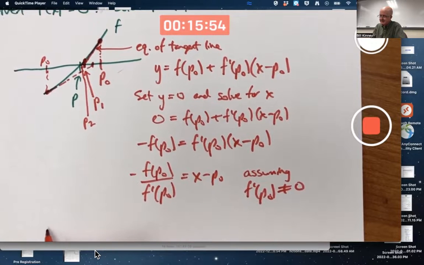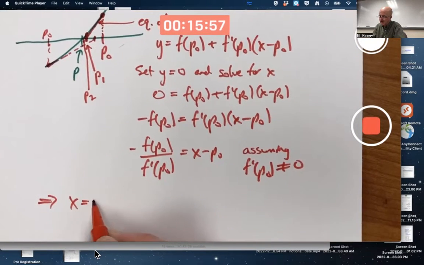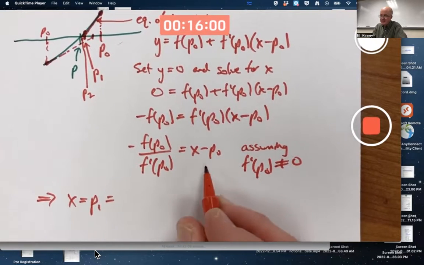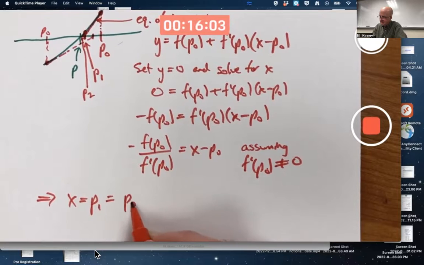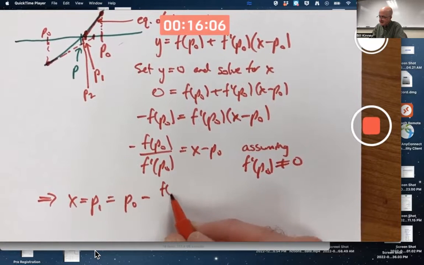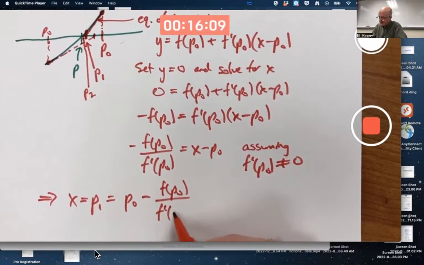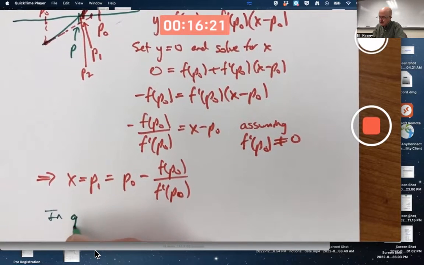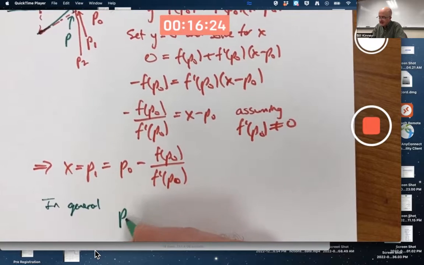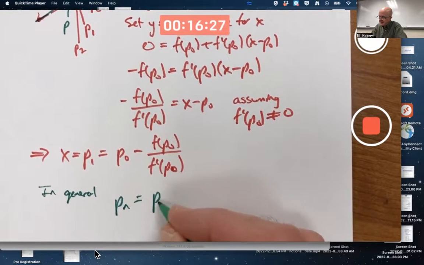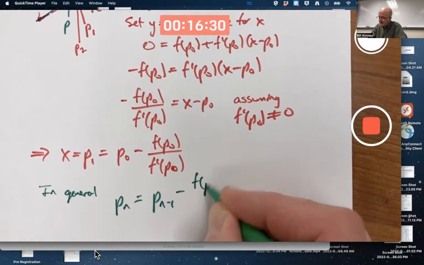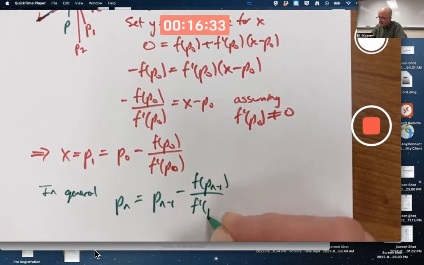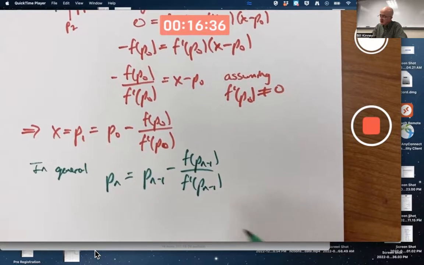Almost done. Solve for x. So that means x, which is going to be our value of p1, can now be found by adding p0 to both sides and get p0 minus f of p0 divided by f prime of p0. So that's how to get p1 in terms of p0. The general case is the exact same procedure. So in general, p sub n is going to be p sub n minus 1 minus f of p sub n minus 1 divided by f prime of p sub n minus 1. That's how it's traditionally written.